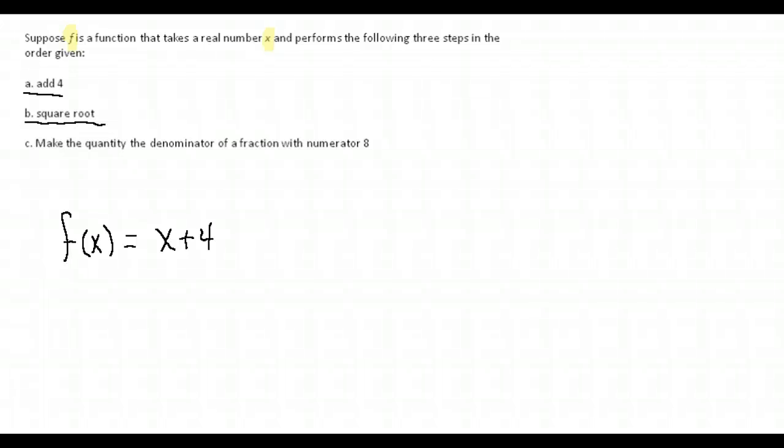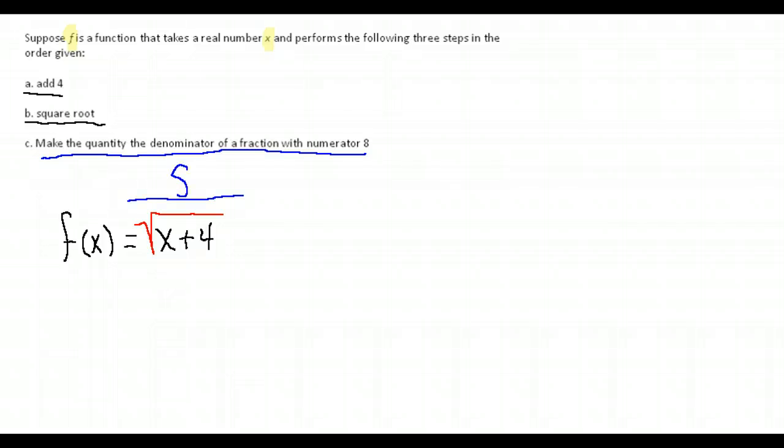The next thing they want us to do is take the square root. So we would take the square root of the quantity we have there. And the final thing they ask is to make the quantity the denominator of a fraction that has a numerator of 8. So now I'm going to take that. It's in the denominator and the numerator is 8. So I'll write that a little more cleanly. We've done all of the steps they asked. Our answer would look like f of x equals 8 over the square root of x plus 4.